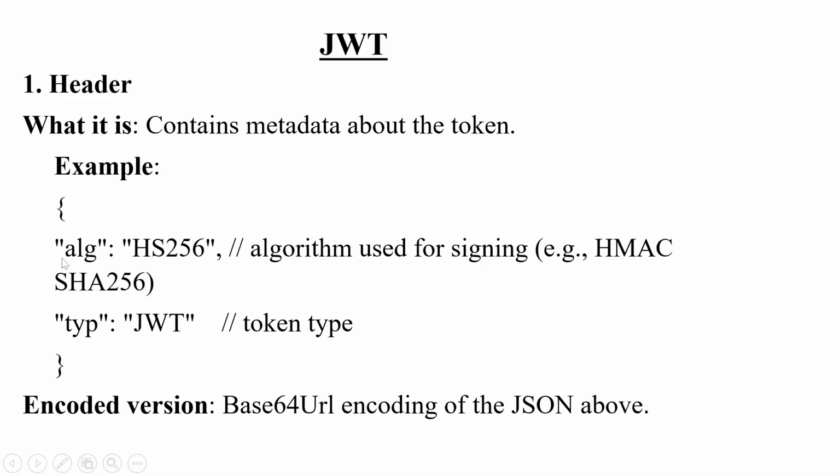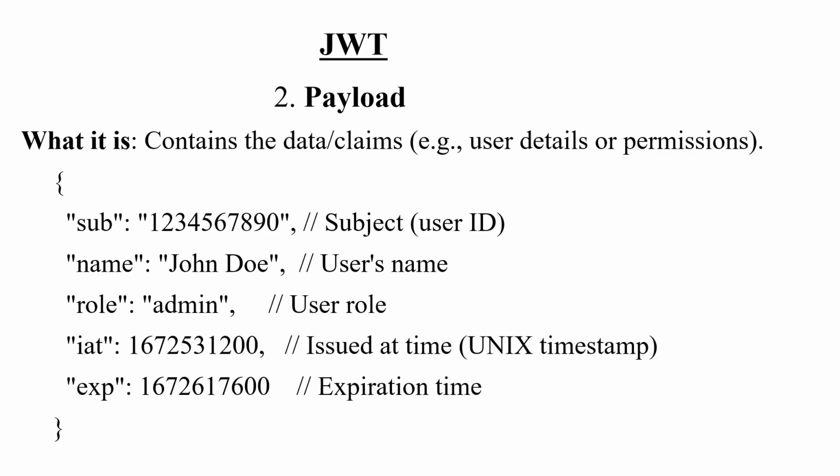So this is an example of a header where the information or the metadata is the algorithm and the token type. And this is an encoded version. This is the Base64 URL encoding of the JSON above.